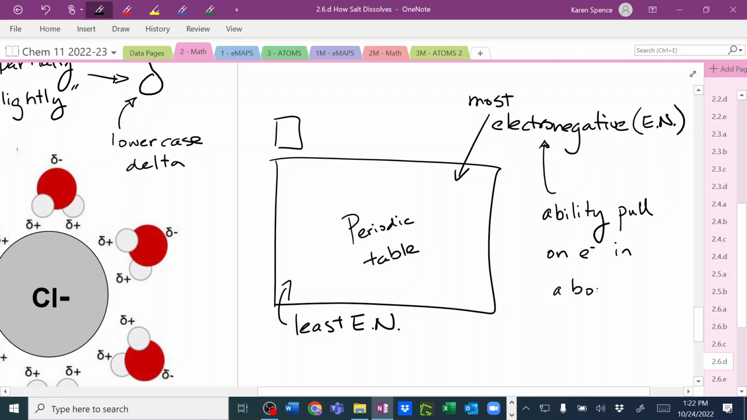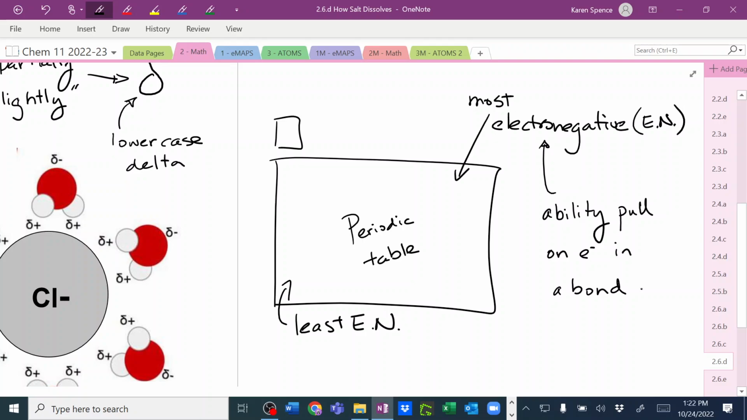We will get to this later, but for now we won't worry about it too much. You can just believe me that oxygen is more electronegative, and so it pulls on those electrons more, and so you end up with a slightly negative oxygen.